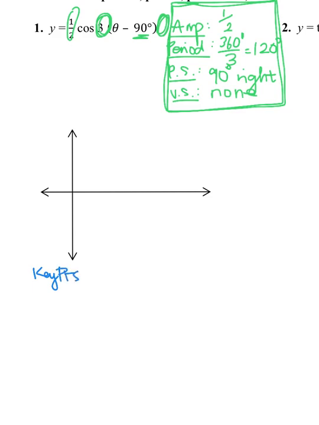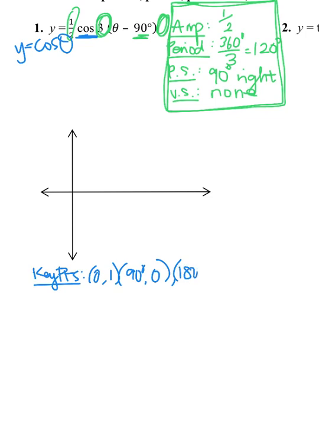Okay, so what I'm going to do is write down the key points just for the original parent graph of cosine. All right, so I'm talking about y is equal to cosine of theta. If we're just looking at cosine without any transformations, it starts off at (0, 1). We're in degrees, so at 90 degrees, it goes to that middle point of 0.